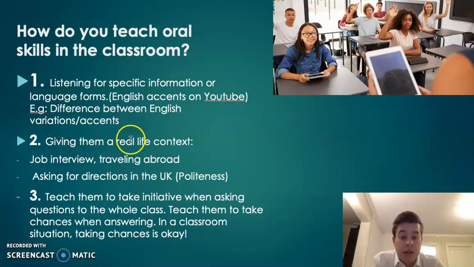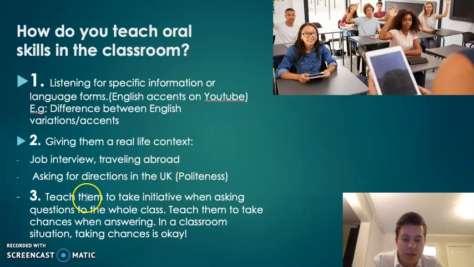Or you can give them a real life context. You can set up a job interview. The one student is the employer, the other one is the one applying for a job. Or traveling abroad, meeting people from other countries, how would you speak to them in a different cultural context? Or you could be asking for directions in the UK, being very polite, how would you do that?